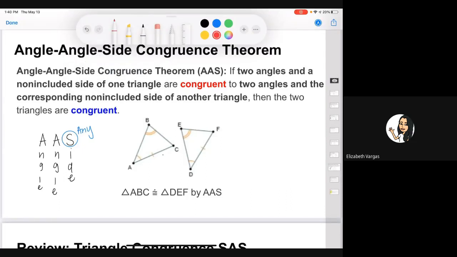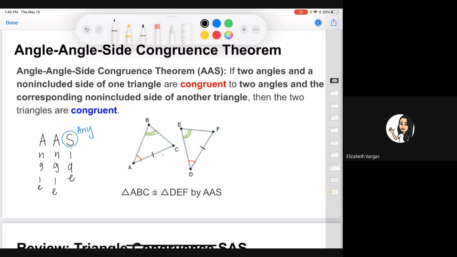Okay, so this angle and this angle are congruent. This angle and this angle are congruent. And then I just have this random side over here, which is congruent to that random side. And so because I have two angles which are congruent to each other and a side which are congruent to each other, then I know that those two triangles will be congruent to each other.